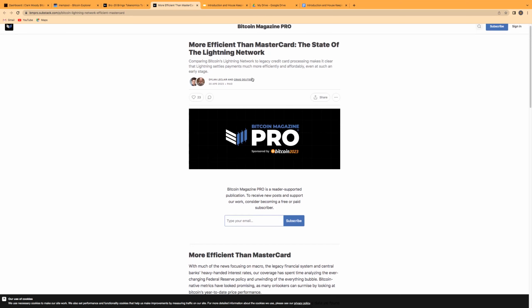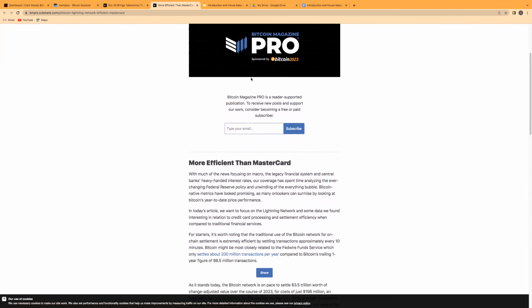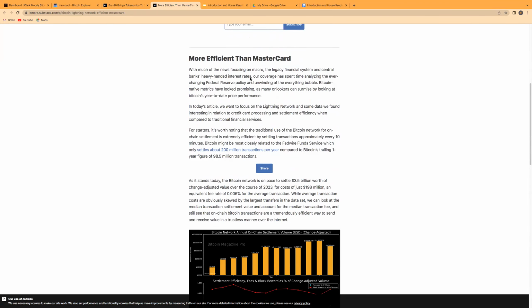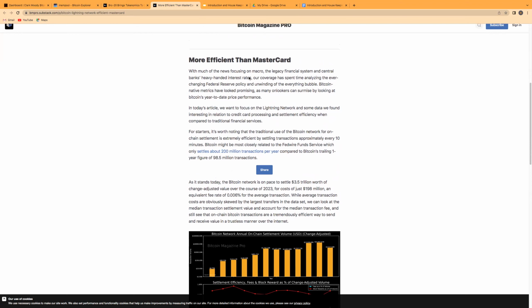So let's delve into this article, because it probably does a far better job than what I've just done. But I thought I'd better give it a go. As I said, I'm not very clever, but I'll try. So, more efficient than MasterCard. With much of the news focusing on macro, the legacy financial system and central banks' heavy-handed interest rates, our coverage spent time analyzing the ever-changing Federal Reserve policy and unwinding of the everything bubble.